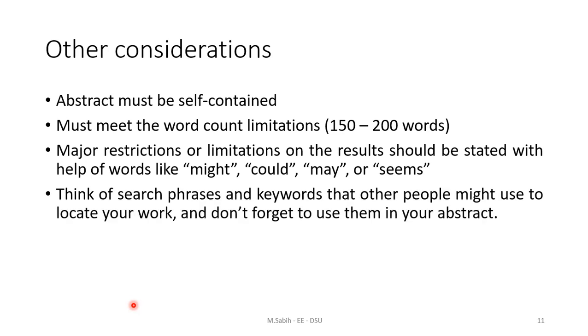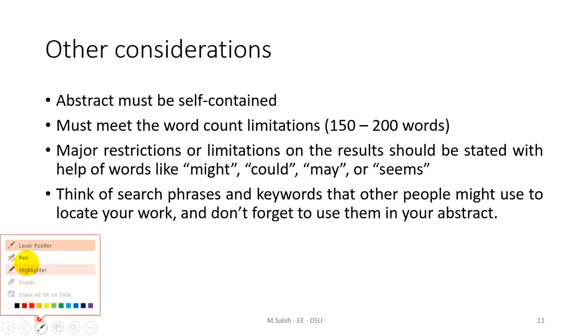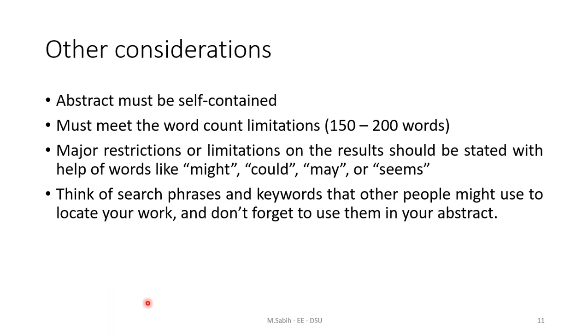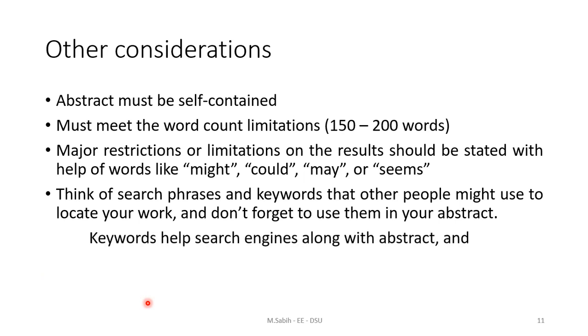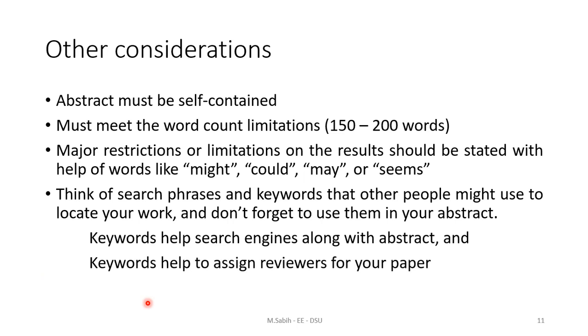Think of the search phrases and keywords that other people might use to locate your work, and don't forget to use them. This is also important. Keywords help search engines along with the abstract, and keywords help to assign reviewers for your paper. Of course, someone has to review your paper, so it is important for that too.